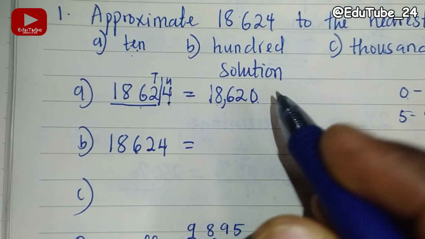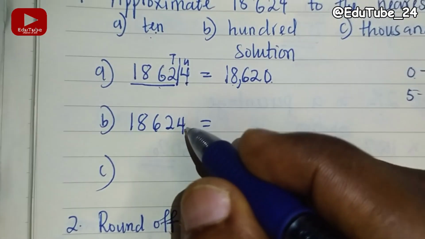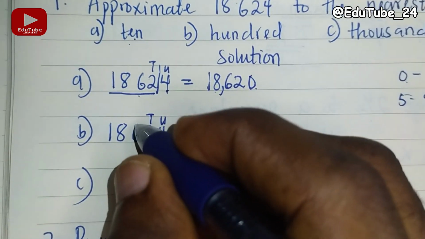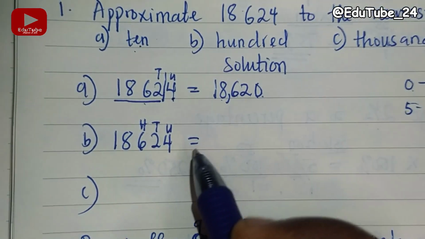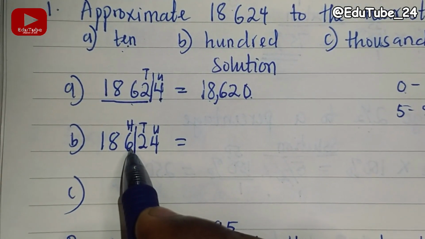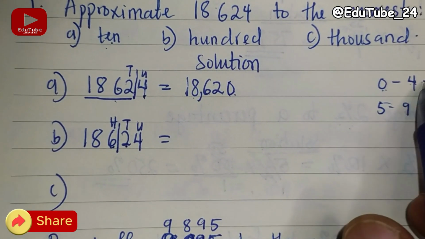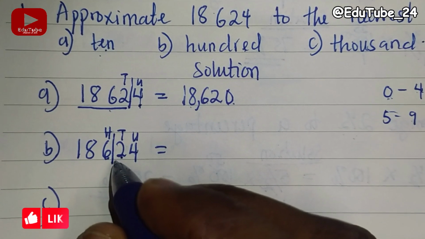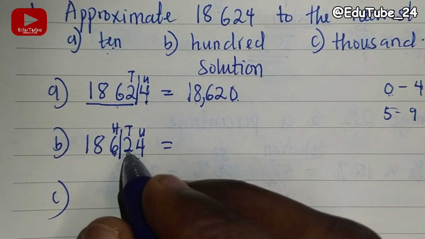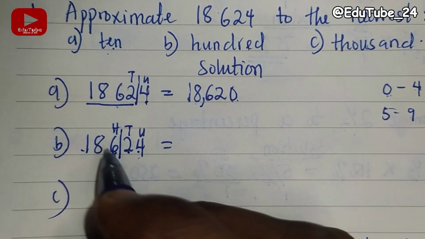Then for the second example, the same number 18,624, we are rounding it off to the nearest 100 this time around, meaning that we identify the place value of 100. So 4 is units and 2 is tens, and then 6 is the 100. Now, since they said to the nearest 100, the nearest number to the 100 place value is 2. So we'll consider whether 2 is between 0 and 4, and then we round it down to nothing. The numbers that come before the 100 we just write them out.